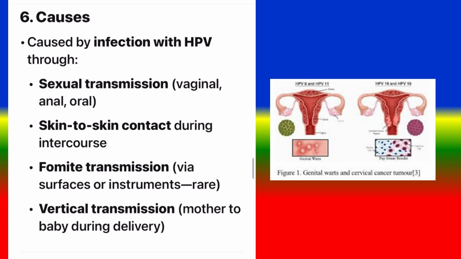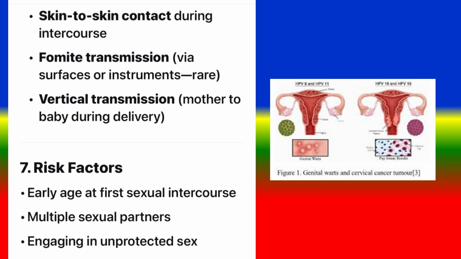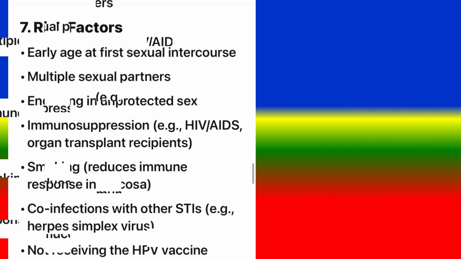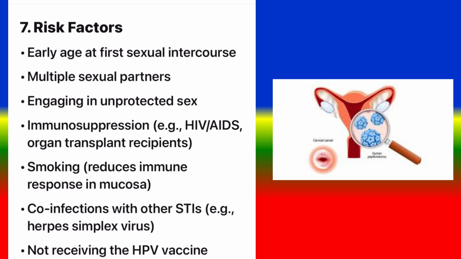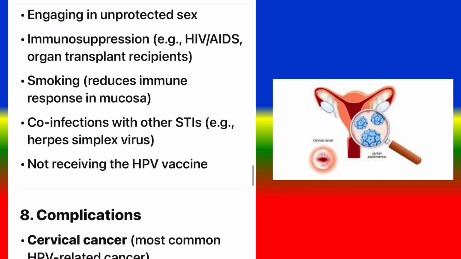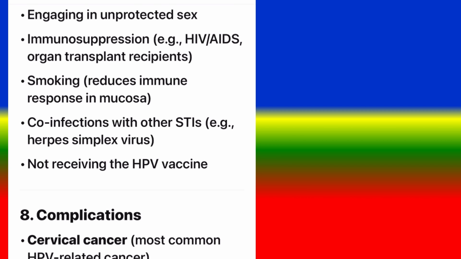6. Causes. Caused by infection with HPV through sexual transmission (vaginal, anal, oral, skin-to-skin contact during intercourse), fomite transmission via surfaces or instruments (rare), and vertical transmission, mother to baby during delivery. 7. Risk factors. Early age at first sexual intercourse, multiple sexual partners, engaging in unprotected sex, immunosuppression, e.g. HIV/AIDS, organ transplant recipients. Smoking reduces immune response in mucosa. Co-infections with other STIs, e.g. herpes simplex virus. Not receiving the HPV vaccine.